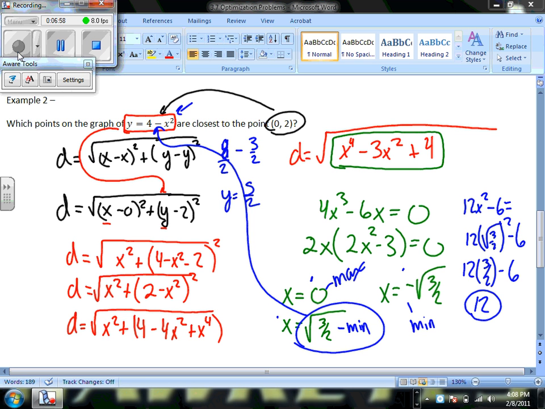It doesn't matter. So it looks like my points, my minimum distance, all right, my distance from 0, 2 to that graph, is going to be at the square root of 3 halves and 5 halves, and the negative square root of 3 halves and 5 halves. Both will produce the minimum distance from this point 0, 2 to y equal to 4 minus x squared.